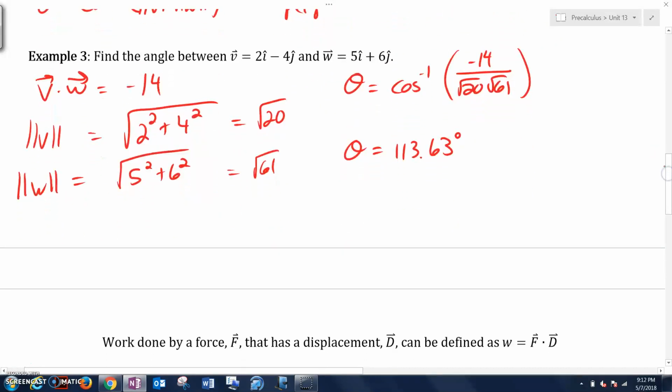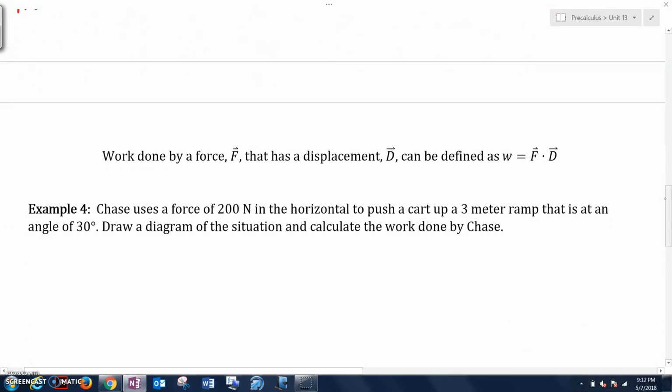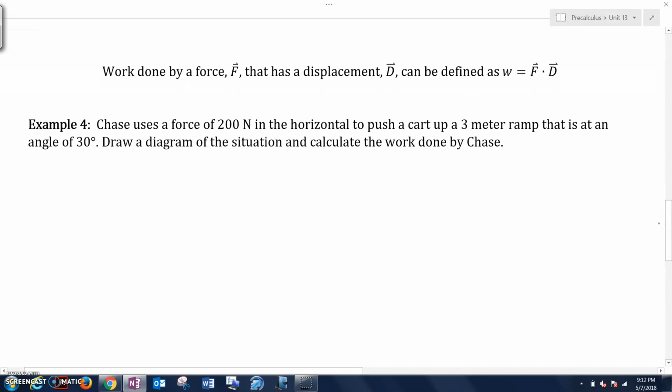Last thing we're going to do with dot product is find the work done by a force that has a displacement d. It's defined as the force dotted with the displacement. Okay? So what we have to do is get them as components like last time. So you need to get the force as a component vector and the displacement as a component vector. So Chase uses a force of 200 newtons in the horizontal. In the horizontal generally means that we're at an angle of 0 degrees.